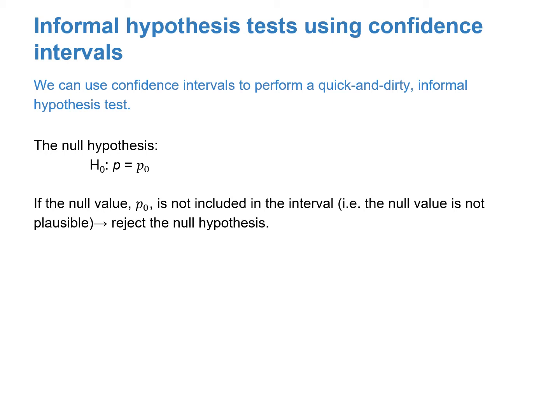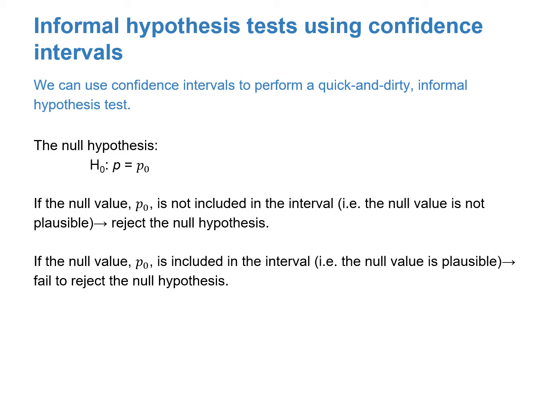On the other hand, if the null value, p sub 0, is included in the confidence interval, that would indicate that based on the sample data, it's plausible that the null hypothesis might be true. And in that case, we would fail to reject the null hypothesis.